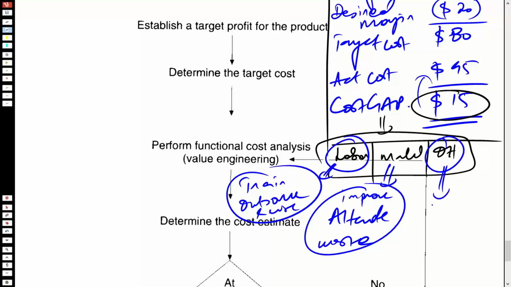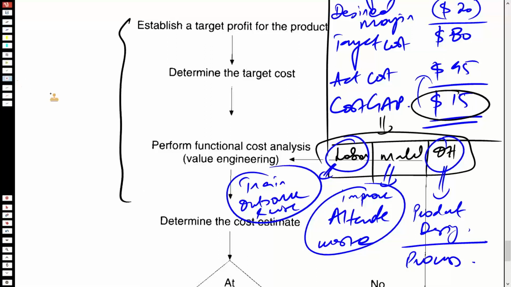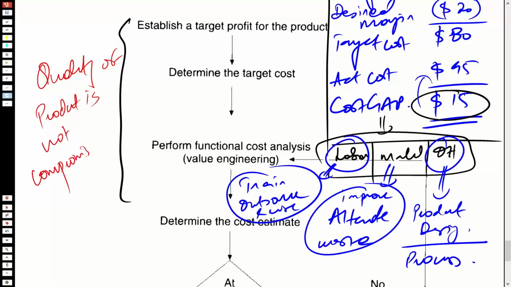There may be overheads. At times you work on the product design, or you amend the process of manufacturing a product. In all of these things, you should make sure that the quality of the product is not compromised. Is that okay? You have to make sure the quality of the product is not compromised.